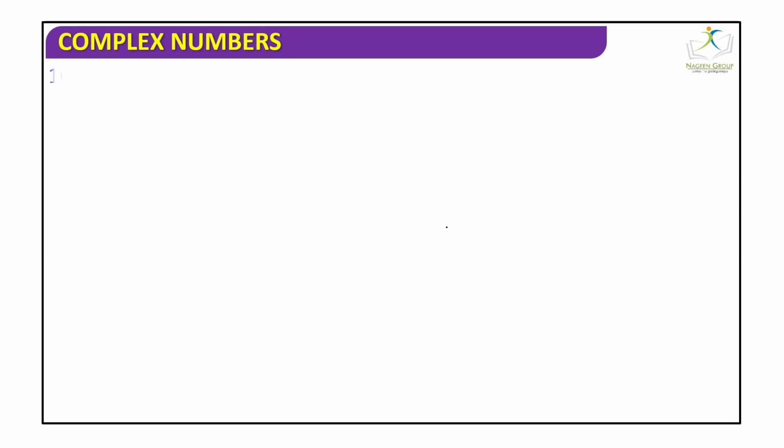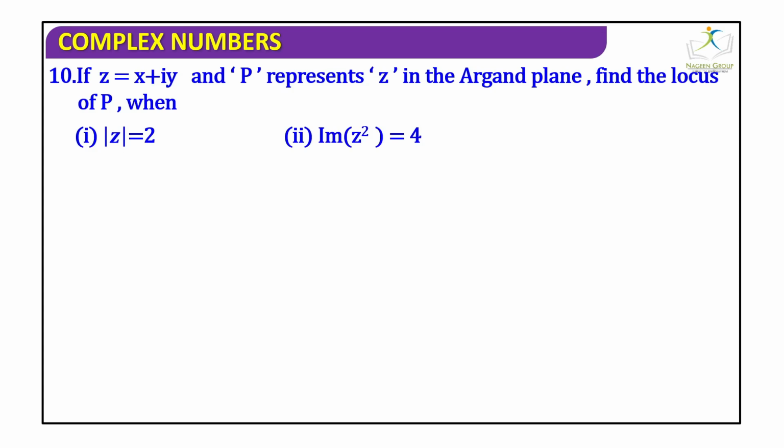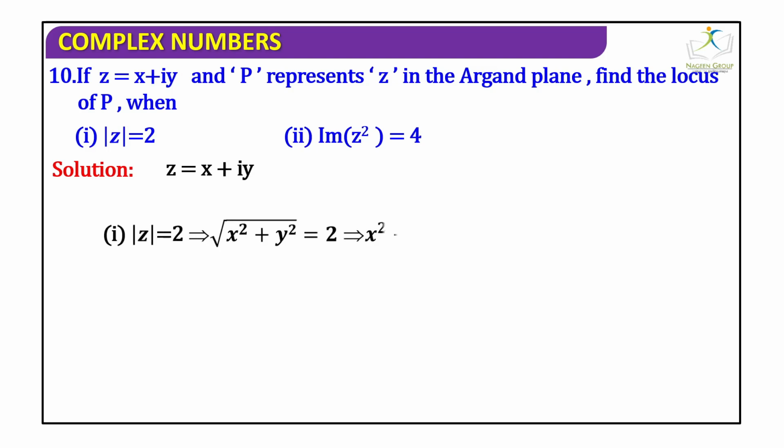Next is here, the next question is: if z is equal to x plus iota y and P represents z in the Argand plane, find the locus of P when modulus of z की वैल्यू है 2 and here imaginary value of z square equal to 4. So for this we find out z equal to x plus iota y. Now modulus of z हमारा बनेगा, it is equal to under root of x square plus y square, right? और वैल्यू हमें गिवन है 2 के इक्वल, तो under root of x square plus y square किसके इक्वल है, 2. रूट को हटाएंगे, स्क्वायर करेंगे तो x square plus y square किसके इक्वल आएगा, 4 के इक्वल.